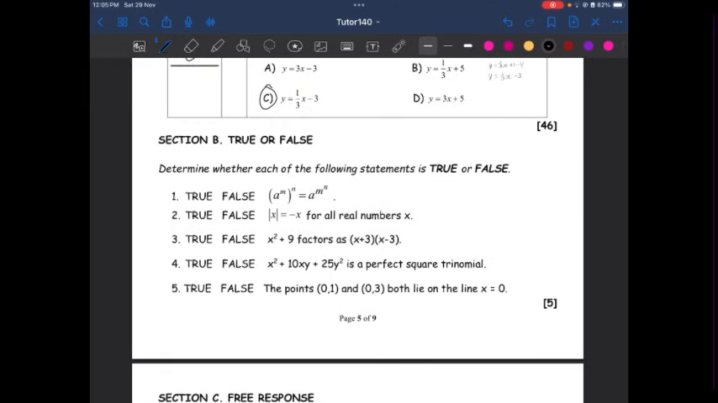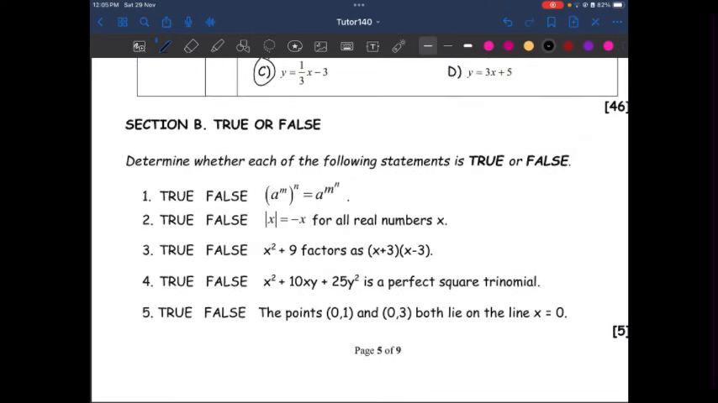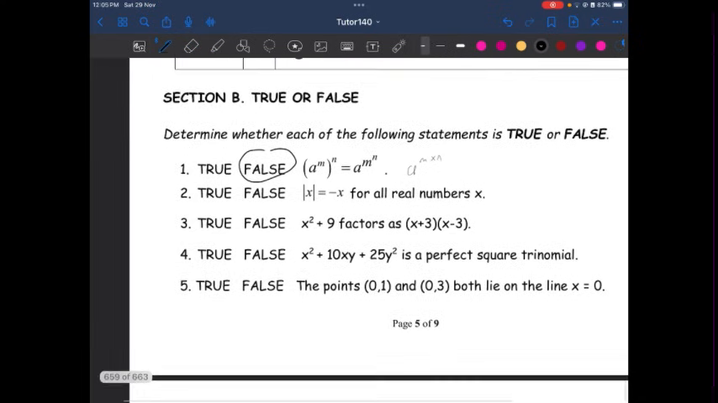Okay, so determine whether each of the following statements is true or false. So a to the power m to the power n is equal to a to the power m to the power n. That is incorrect. Look over your law of exponents power rule. That would be equal to a to the power m times n. So this is false. The absolute value of x is equal to negative x for all real numbers x. That's false. It's equal to positive x.